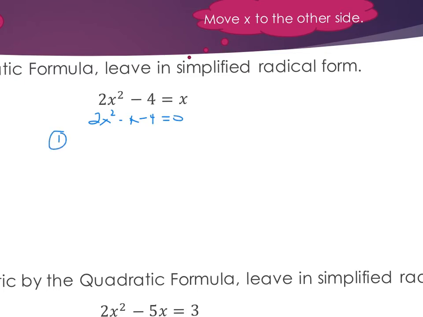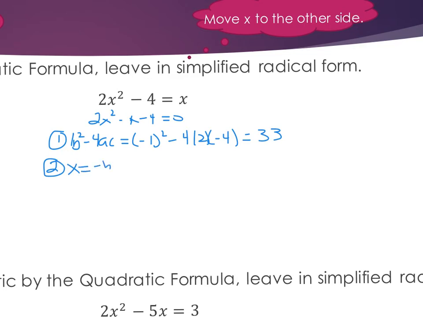The first thing we're going to do is find our discriminant. So b squared minus 4ac. So our b is -1, a is 2, c is -4. And I would type all that into a calculator exactly like I see. It does give us a discriminant of 33. Okay. Second step, you're going to use the quadratic formula.